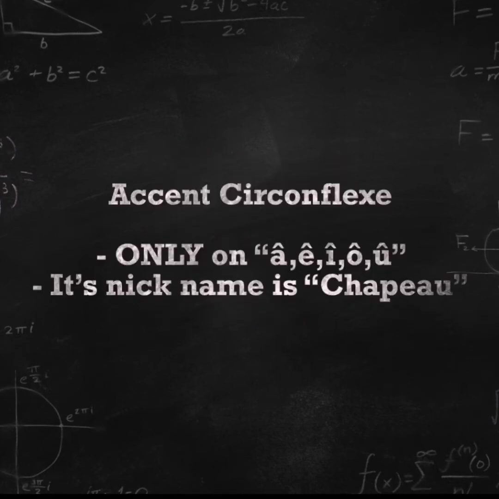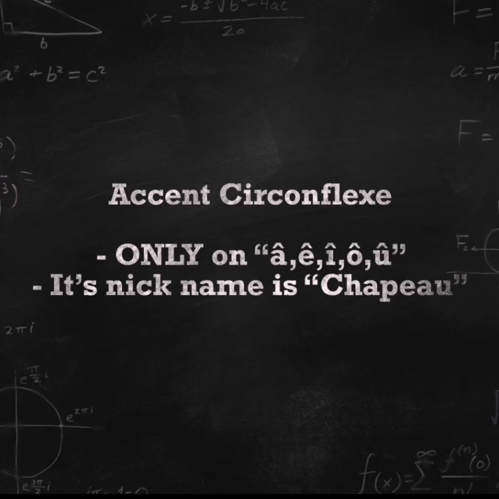Accent circonflexe. It falls only on the vowels. Like in English, the French vowels are also the same. That is A, E, I, O, U. There's an interesting nickname for this accent. It's called chapeau. Chapeau means hat. Since it is placed like a hat on top of the letters, we call it chapeau. So when this accent is present on the letters A, E, I, O, U, there is a change in the pronunciation or the meaning itself.